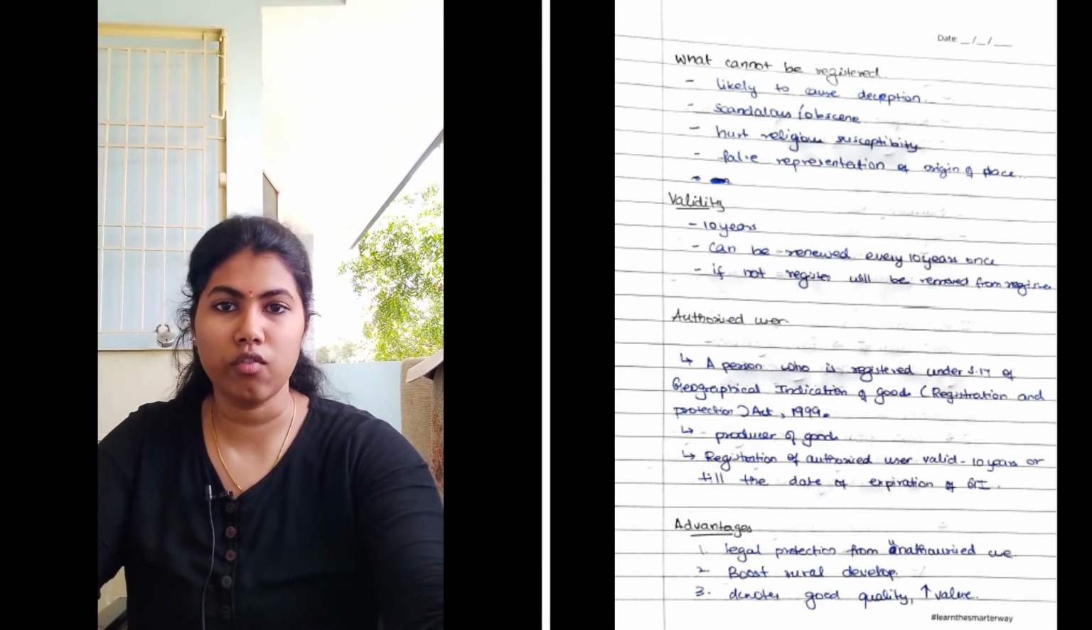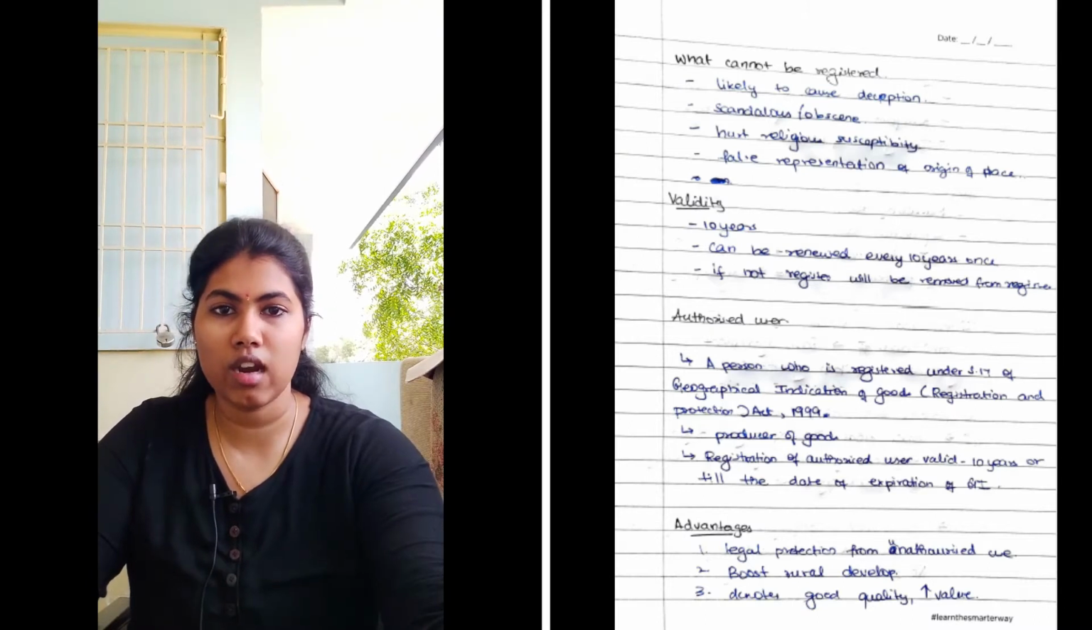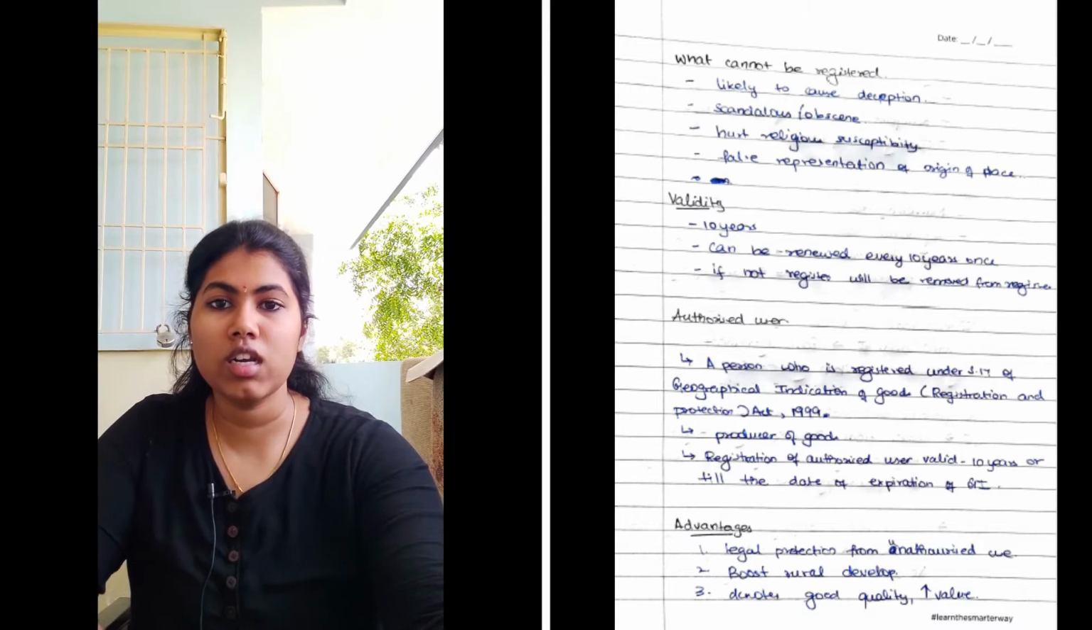What cannot be registered? Any GI tag that is likely to cause deception, that is confusion, or if the GI tag or the product relating to the GI tag is scandalous or obscene, or it hurts any religious susceptibility, or it leads to a false representation of the origin of a place. So in these four conditions, that particular product cannot be categorized as a GI tagged product.